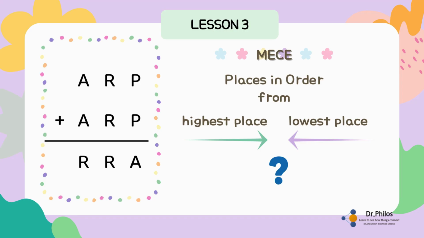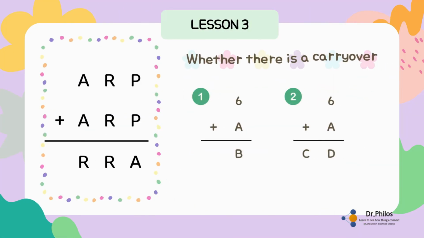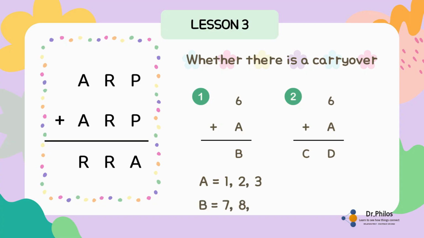In letter sum deduction, one of the important pieces of information is whether there is a carryover. The range of numbers changes depending on the carryover. Let me give you an example. Can you tell me the possible ranges for A and B in number 1? In number 1, A can be 1, 2, or 3, because there is no carryover. B is from 7 to 9.